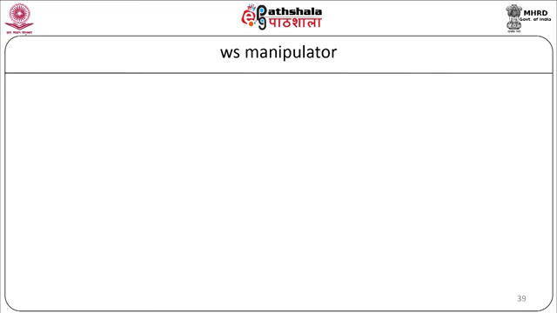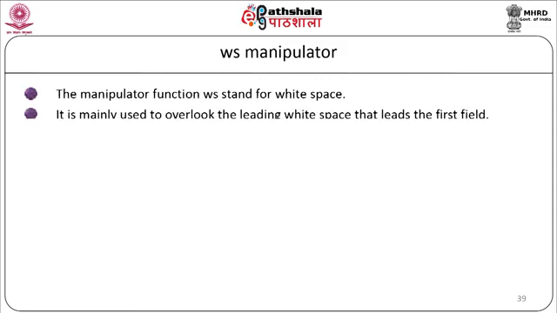The ws manipulator. The manipulator function ws stands for white space. It is mainly used to ignore the leading white space that leads to the first field.